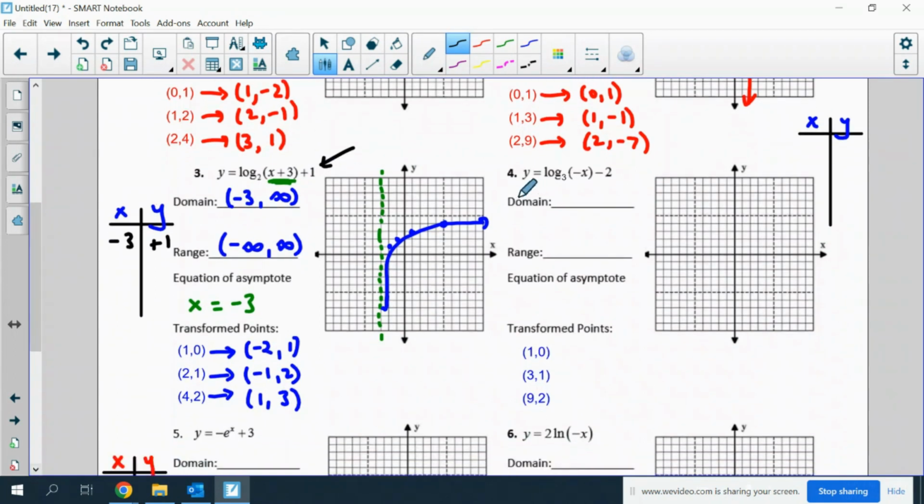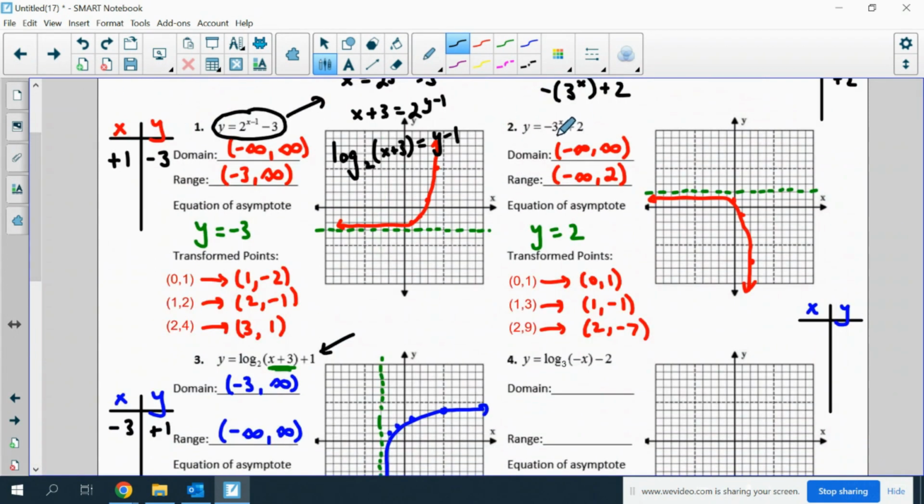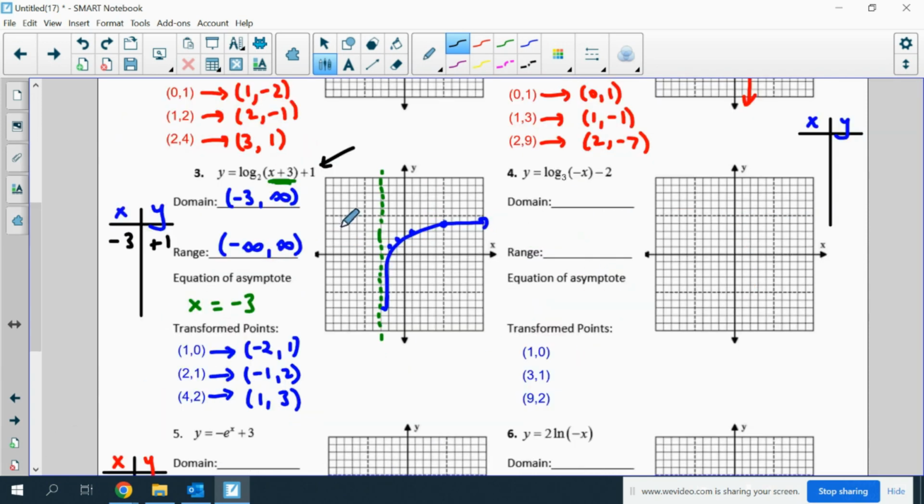Let's see if that happens for number 4. And it seems like that may work because I have a negative 3 to the x and a plus 2, and then I have a minus 2, so it seems like it might work. Let's just check the points. So the domain of this graph, we'll talk about that in a second. The range is always unlimited. What's happening is my x's are getting multiplied by negative 1, and my y's are getting subtracted by 2.